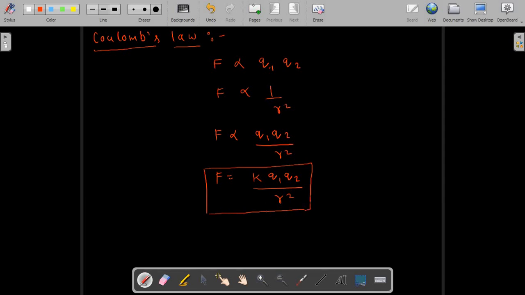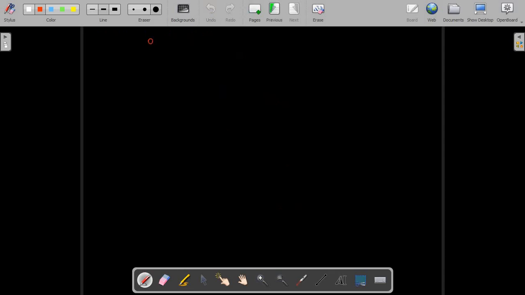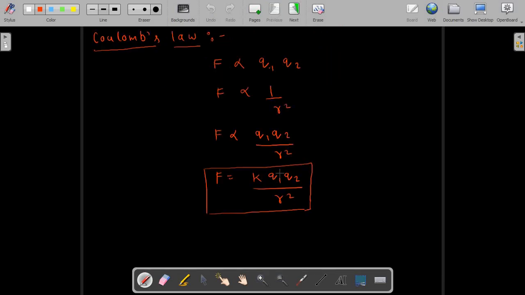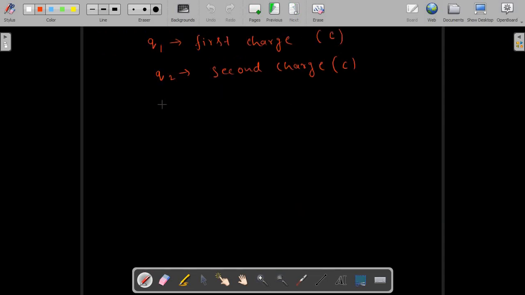Now, Q1 is the first charge. Q2 is the second charge. And what is their unit? In Coulomb, that is C. Whenever you write the charge, the units of the charge will be Coulomb. What is the R?